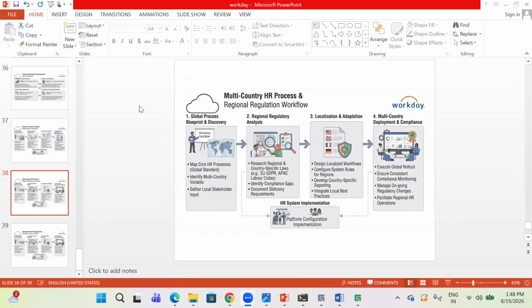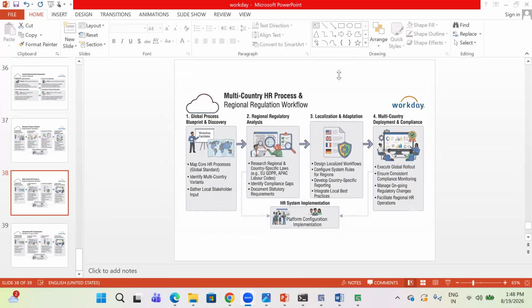First of all, we must know and be familiar with this. It has to be performed whenever we are working on the first phase. Understanding the global process and blueprint discovery is important. Second, we'll be going with the regional regulatory analysis, where we have to research and analyze regional, country-specific laws. It can be GDPR law or APSC codes, or something that we must be well versed with. That is the second thing.